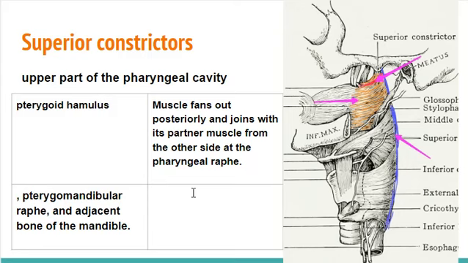So from here, coming to the superior constrictor, we see that this forms the upper bracket of the pharyngeal cavity. It arises from the pterygoid hamulus, the base of the skull, the pterygomandibular raphe, and the adjoining part of the base of the mandible. From here, the muscle fans out posteriorly and joins its partner muscles at the pharyngeal raphe. So we knew that the insertion of all the muscles was at the pharyngeal raphe. One side joins the other at the same, and it originates at the pterygoid hamulus, the pterygomandibular raphe, and the adjacent bone of the mandible.